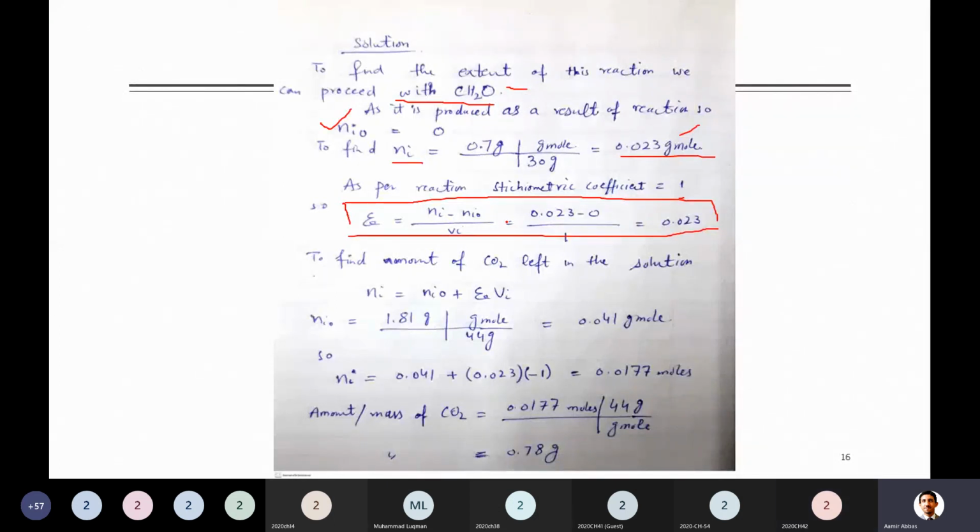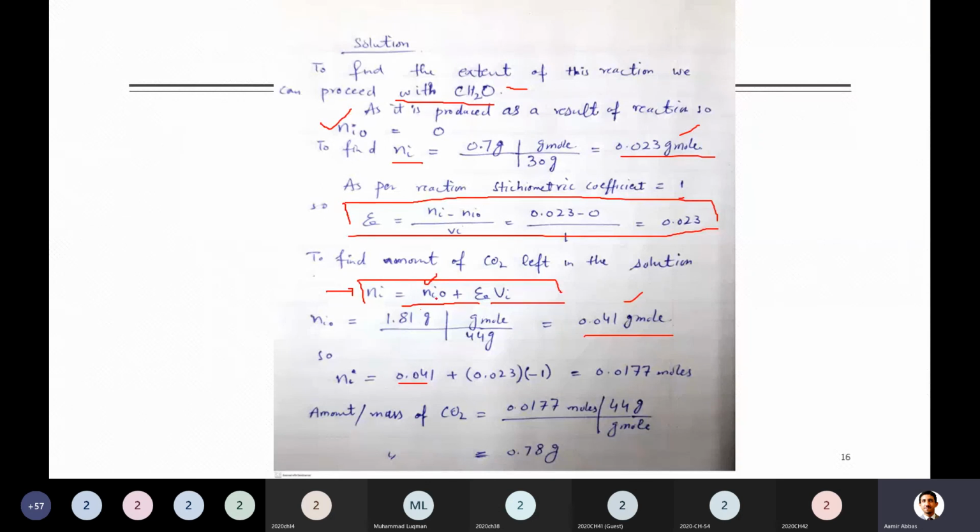The extent of reaction you had to find, but the second part was to find the amount of CO2 left in the solution. So how can you find it? As I already told, you can rearrange the formula. The final amount of CO2 will be Ni0 plus extent into Vi. Ni0, we know that initially the CO2 entered into the system was 1.81 gram. So you can convert it to moles, and you will get the initial number of moles of CO2 entering the system.